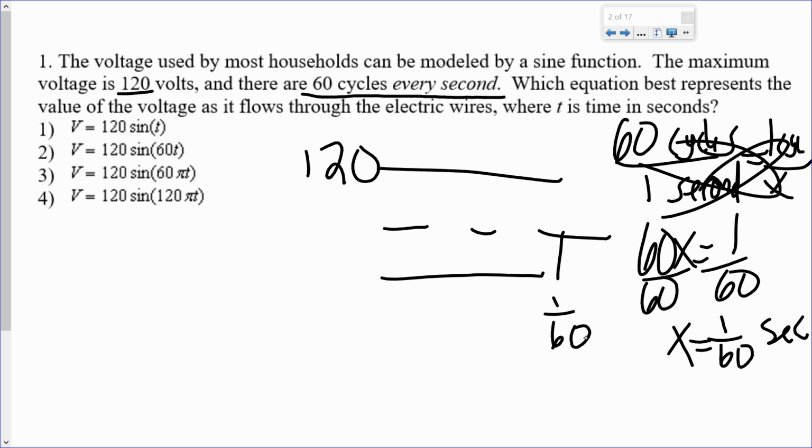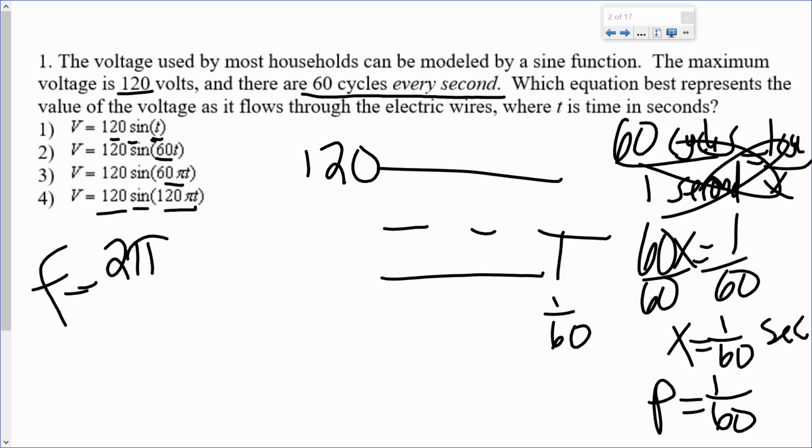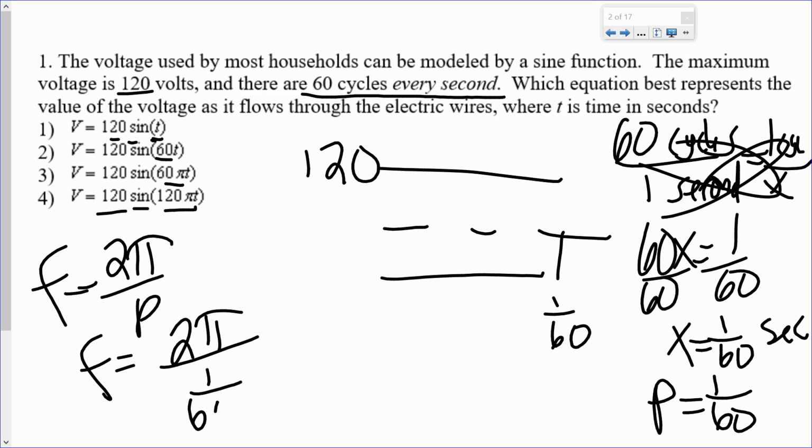Which equation best represents the value of the voltage as it flows through the electric wires? Well, they're all the same. They all have the same amplitude. They all have sine. The only difference is the frequency. Remember, amp, sine, freq, x, shift. So the frequency is 2 pi over the period. So it's 2 pi over 1/60.